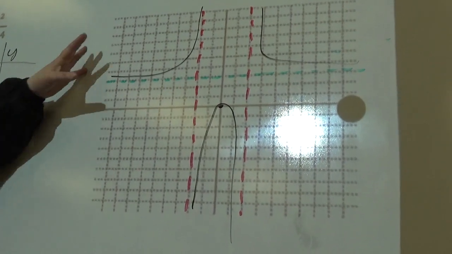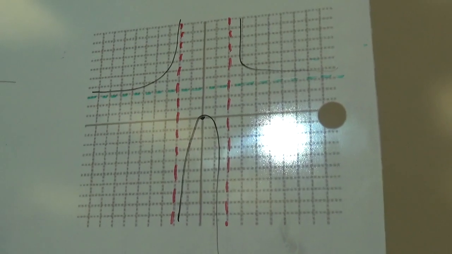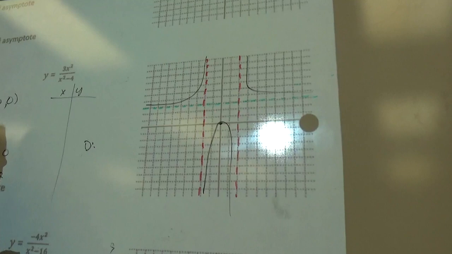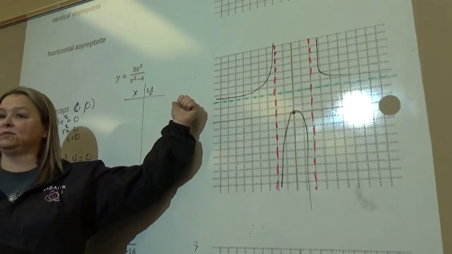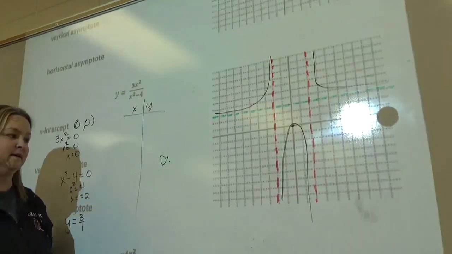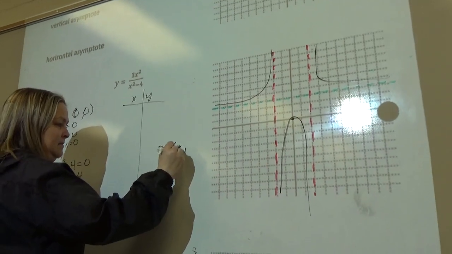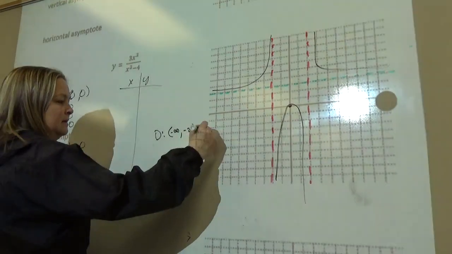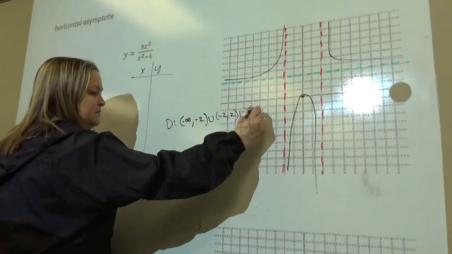So this is what your graph would look like, and I wanted to just sketch it up there so we could talk about domain and range, because this one's going to be a little different. The domain, the farthest left value, my smallest value would be negative infinity to negative 2. And then start back up at negative 2 and go to positive 2. And then positive 2 to infinity.